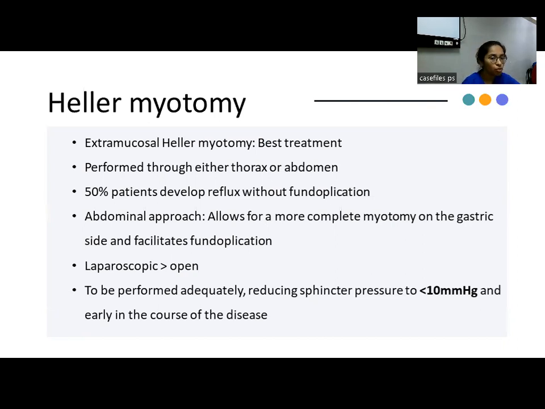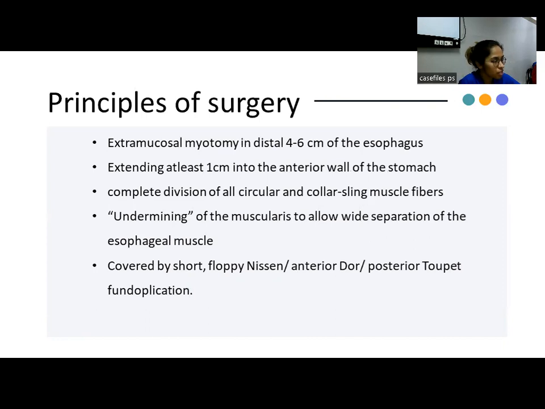Hence the abdominal approach, which allows us to perform the fundoplication along with a complete myotomy, is considered the best approach. And in that, the laparoscopic approach is considered the gold standard when compared to the open approach. For the Heller's myotomy to be performed adequately, there should be a fall in the sphincter pressure to less than 10 millimeter of mercury, and it has to be performed in the early course of the disease to achieve a better result.